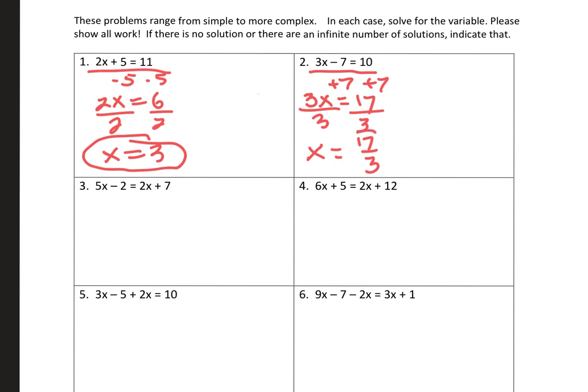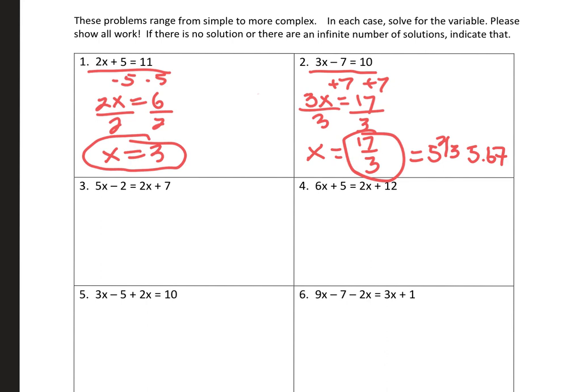And we're just going to leave this as an improper fraction. Now that also happens to be equal to 5 2/3, or 5.67 if we round to 2 decimal places, but we're just going to stick with the fraction for now.